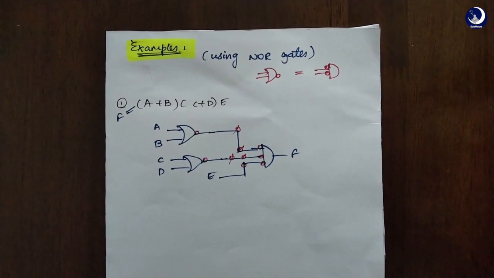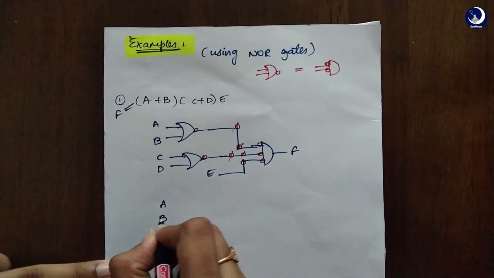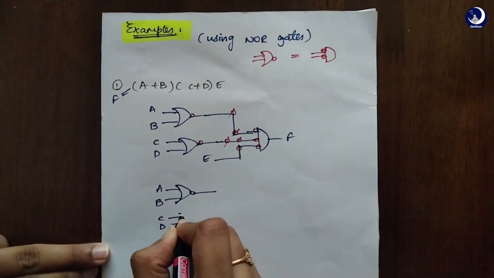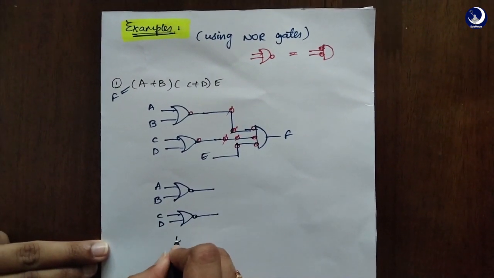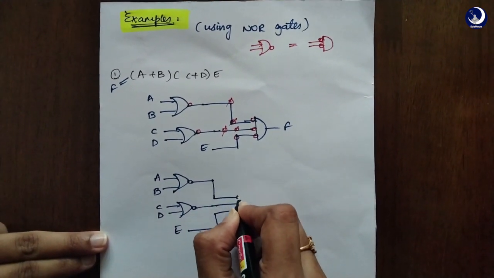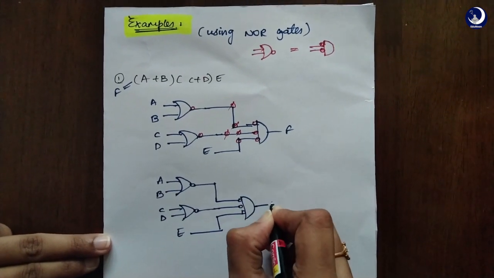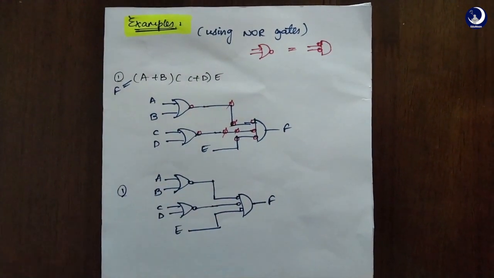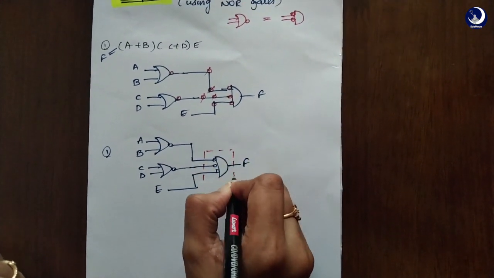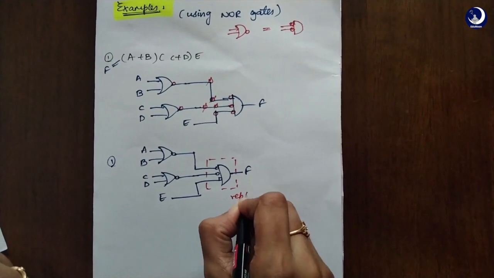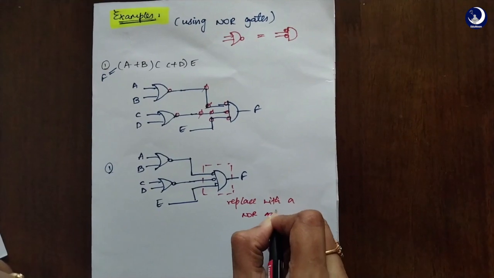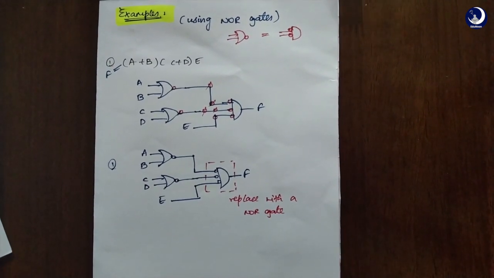So now how does your equation look like? Let me sort out your diagram. You have a NOR here. You have a NOR here, and this becomes your E bar. Now all of them are joined to become a function of F. So this can be your first equation, or else you can just replace this with a NOR gate. Replace with a NOR gate, as simple as that.